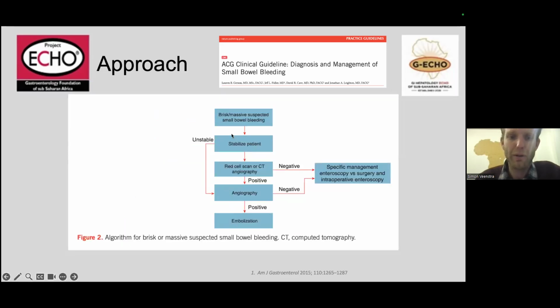They also give guidance on how to approach an unstable patient with a brisk and massive suspected small bowel bleed. Obviously, one would stabilize the patient first, and then in this case, they recommend CT angiography as your first port of call. And from there, one could move on to conventional angiography, if positive, to perform embolization, and if negative, then to proceed with further investigations like enteroscopy or surgery.